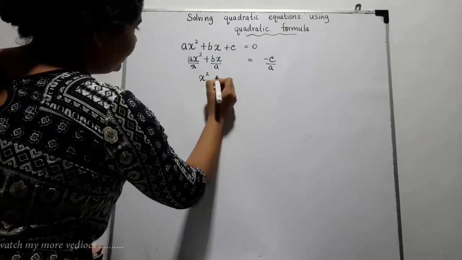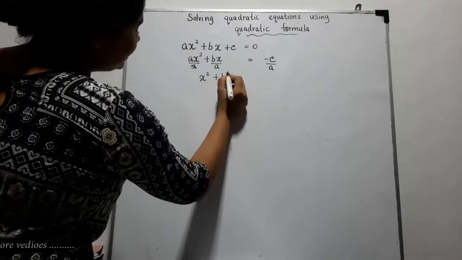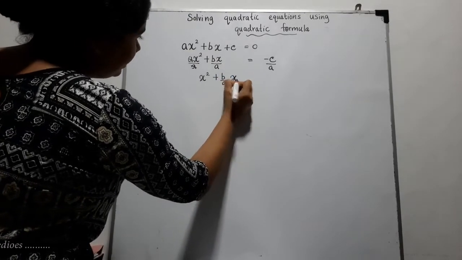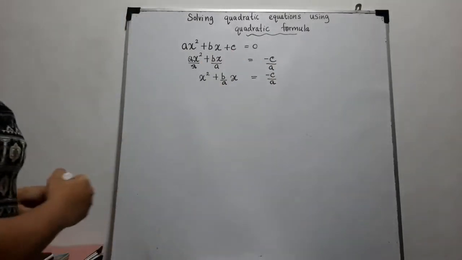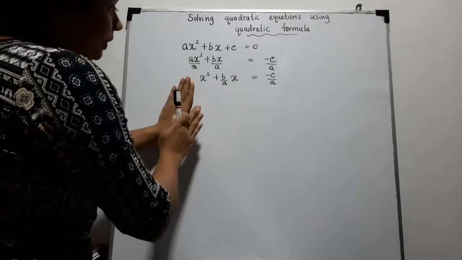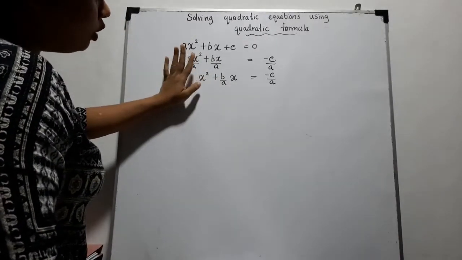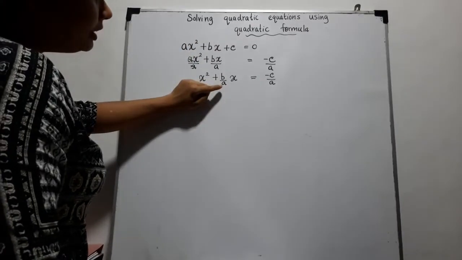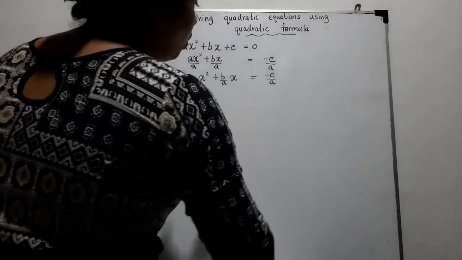Then we obtain x squared plus b over a times x equals negative c over a. I write the coefficient separately. Then we have to write the left side as a perfect square. For that we have to obtain the square of half of the coefficient of x. The coefficient of x is b over a.